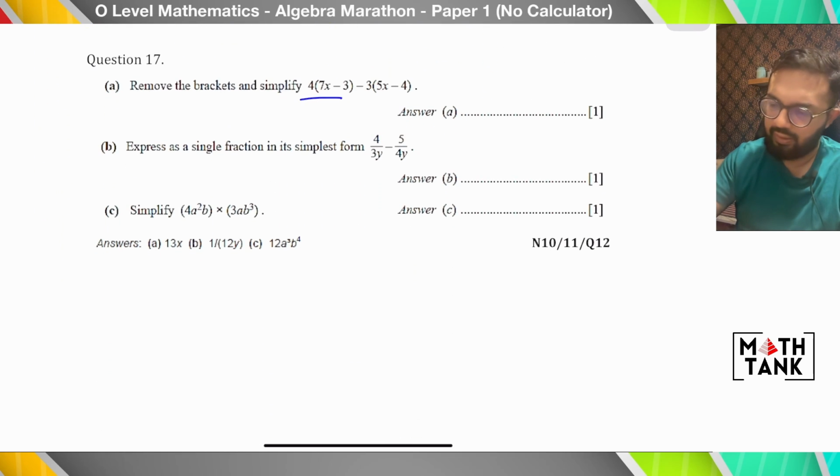It says remove the brackets and simplify. I think that's simple too. 4 times 7x is 28x minus 12 minus 15x plus 12. So that gives me just 13x. 12 and 12 cancel out.